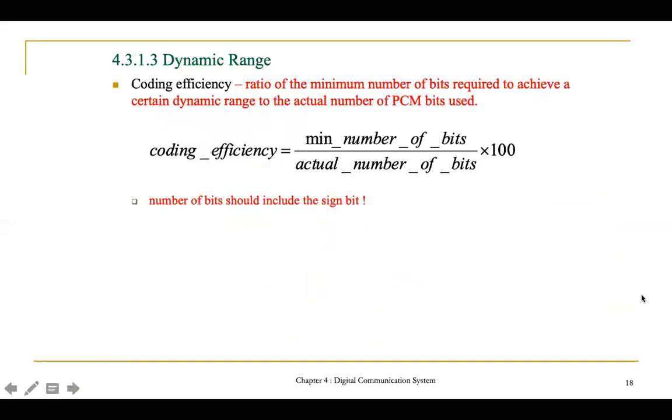Next parameter is decoding efficiency. It's the ratio of the minimum number of bits required to achieve a certain dynamic range to the actual number of PCM bits used. So decoding efficiency is the minimum number of bits divided by the actual number of bits, multiplied by 100. The number of bits must include the sign bit.